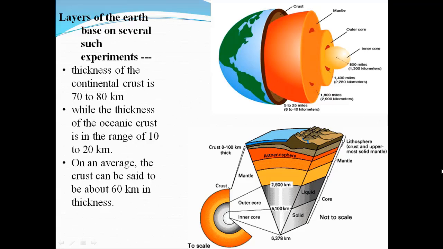The thickness of continental crust is 70 to 80 km, while the thickness of oceanic crust is 10 to 20 km. On average, if we combine the continental and oceanic crust, the average thickness comes to 60 km. Followed by that, the next layer is the mantle. It extends to a depth of 2900 km. After that, the outer core till 5100 km, and the inner core is approximately 6500 km.